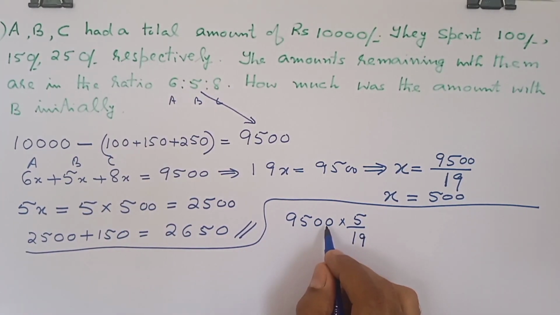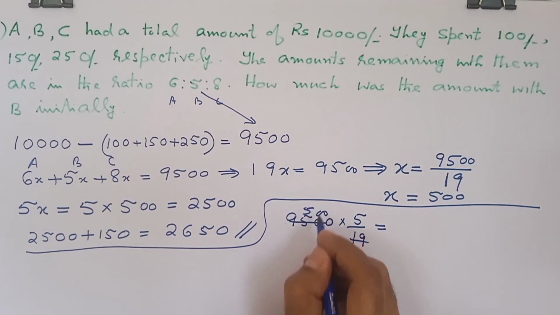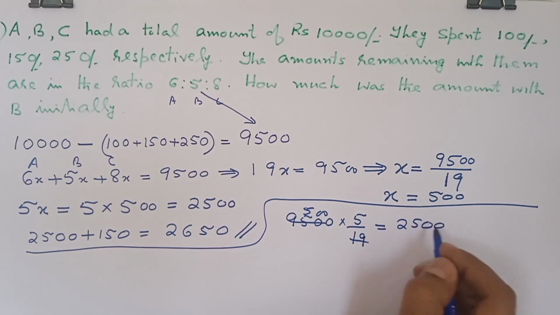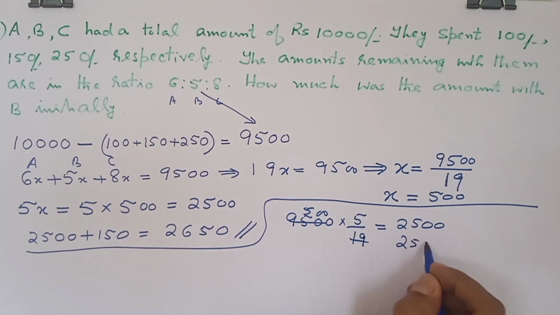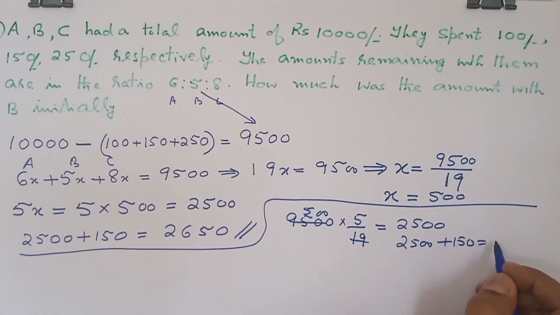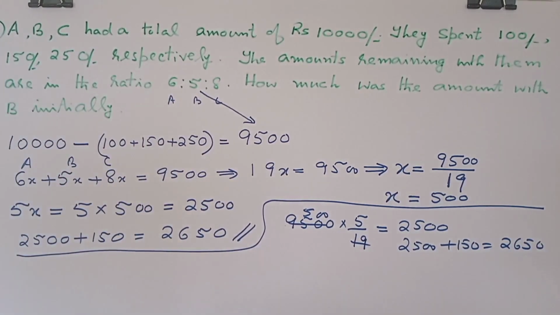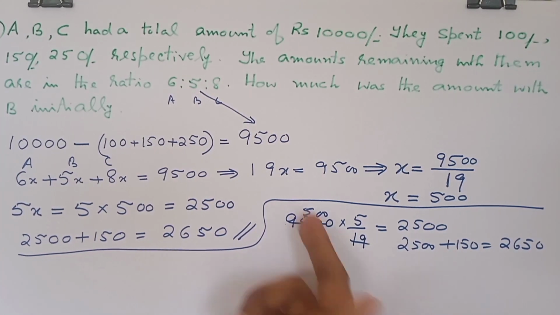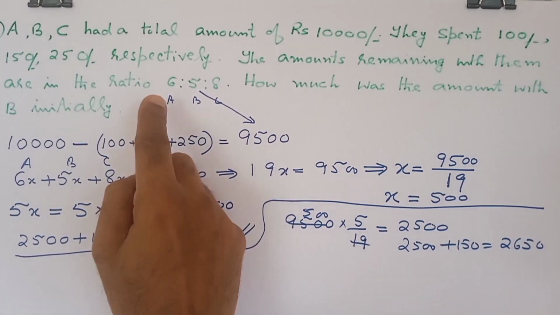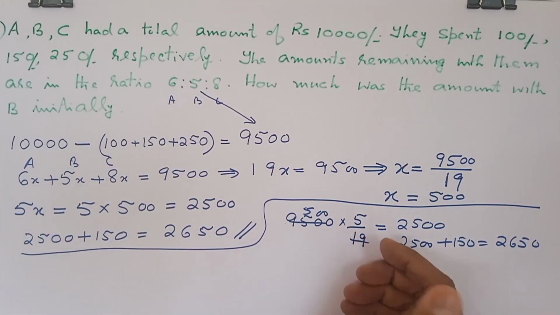So 9,500 into 5 by 19 will give you what? Yeah, simplify this. 2,500. And this is the balance amount after he spent 150. So you add 150 to this. You don't need to go through all this using the basic concept of ratio here. Given a ratio, you know how to divide whatever amount you have in that ratio, which is exactly what we are doing. 9,500 is related to this ratio, and you are dividing in this ratio and arrive at the value of the second person, B here, which you can easily do.